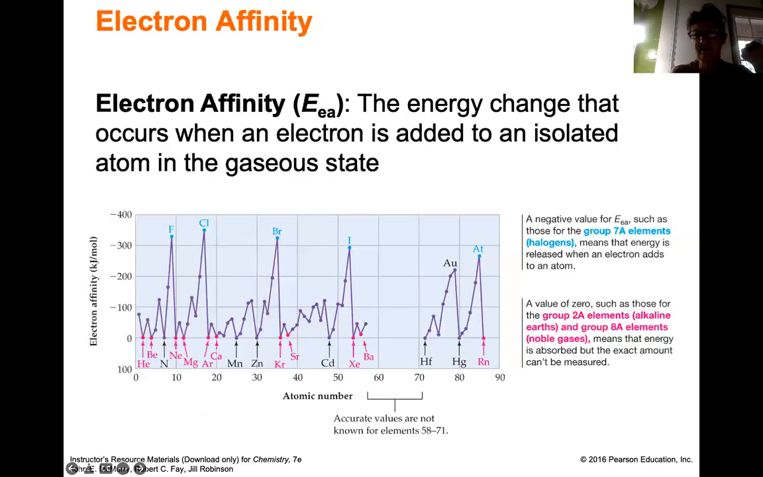Electron affinity is the energy change that occurs when an electron is added to an isolated atom in the gaseous state. So now you're going to be making an anion. This shows you that the halogens give off a lot more energy when you attach an electron. That means it's a much more favorable situation, because this is negative going up, which means more energy is released, which means it's a more favorable process. Whereas if you look at the bottom where it's 0, that's the noble gases, where it's essentially impossible to add an electron to them. So their electron affinity is 0.